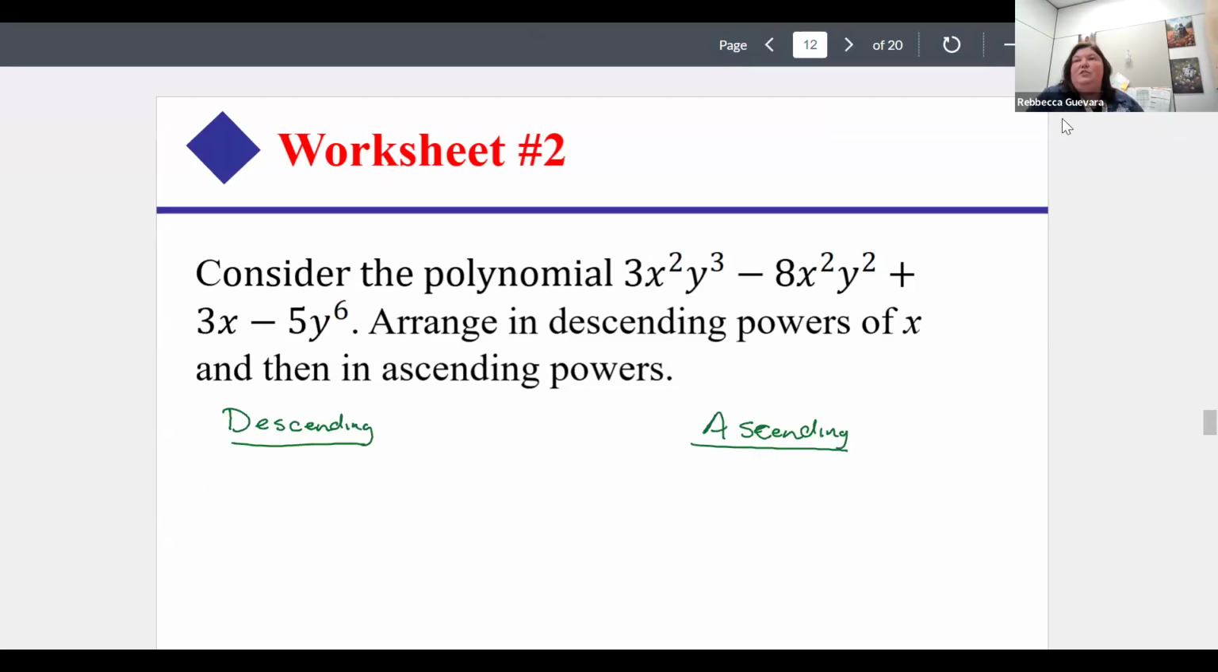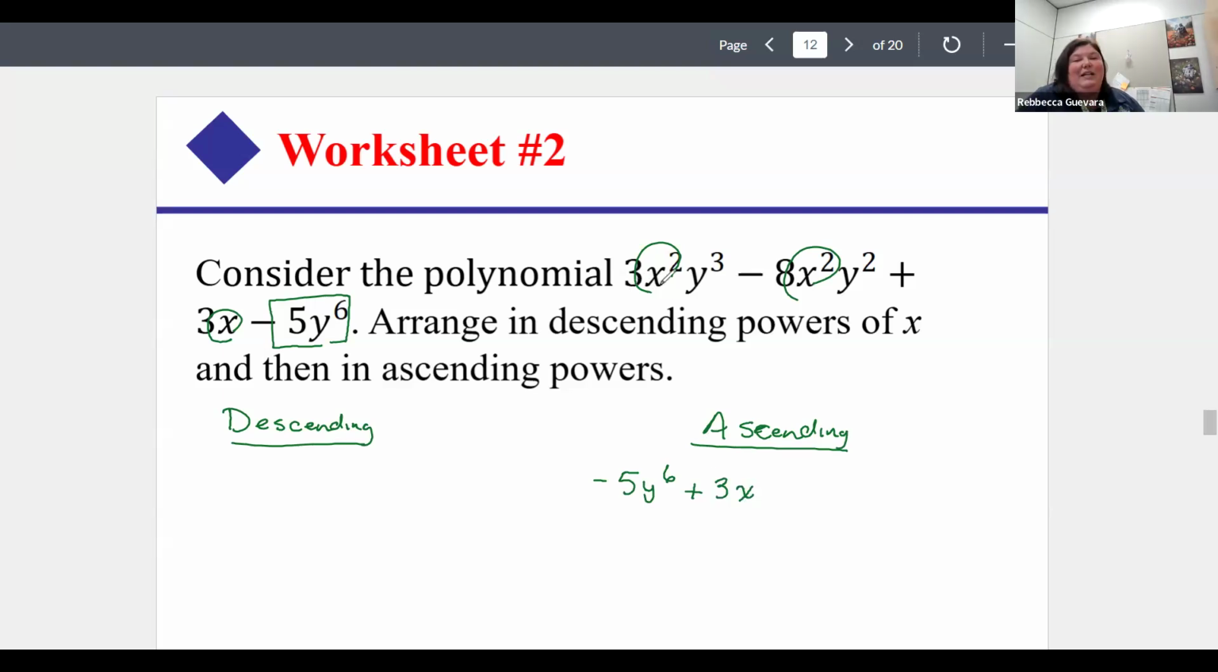Okay, so we're talking about descending or ascending powers of x. If you do ascending first, then my smallest power of x is actually going to be this term because there's no x in it. So it would start with the minus 5y to the 6th. Then the next one we have is 3x, so we put plus 3x.